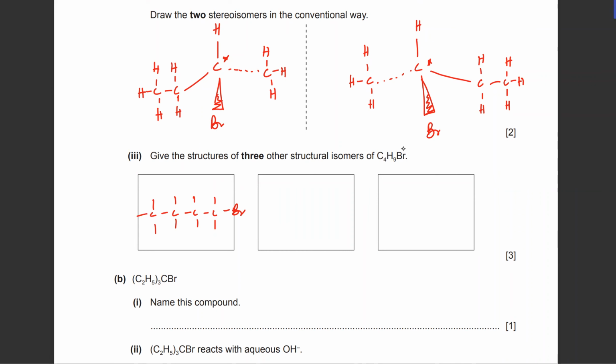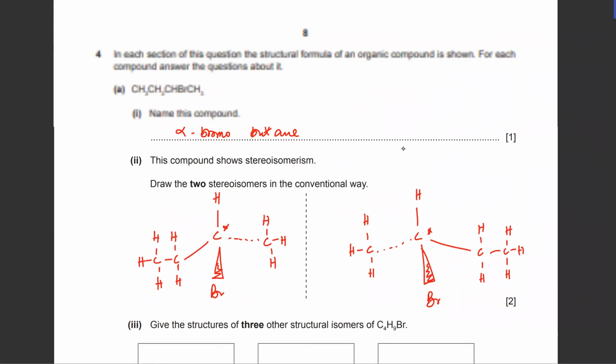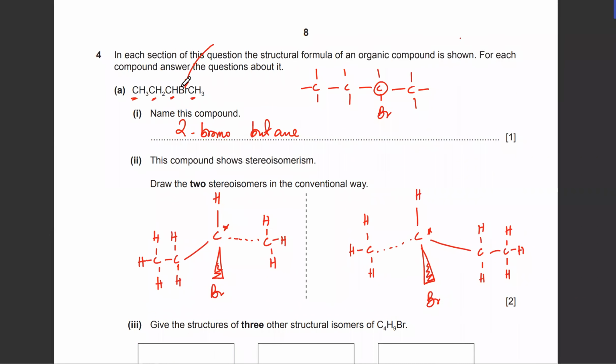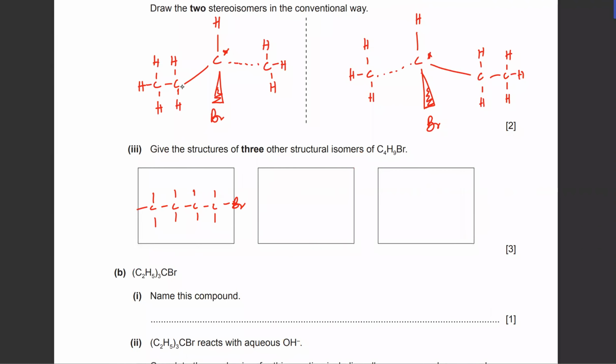Or else, the second one is already made, where the Br could be on the second carbon atom. The other one would be a carbon chain where Br would be over here, and all of these would be 3 H's with this, 3 H's with this. And then there would be one more version where the Br would be on the middle carbon atom.